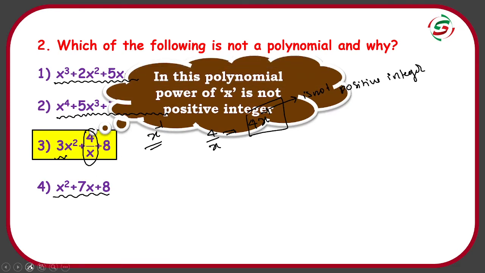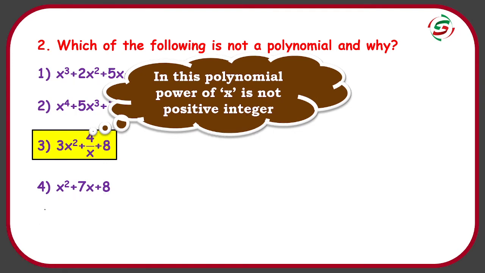So here clearly you can go through it and you can understand that option 3 is not a polynomial. Why? Because of this 4 by x. 4 by x means we have to write it as 4 into x to the power of minus 1. So minus 1 is not a positive integer. Hence option 3 is the right answer, where it is not a polynomial.